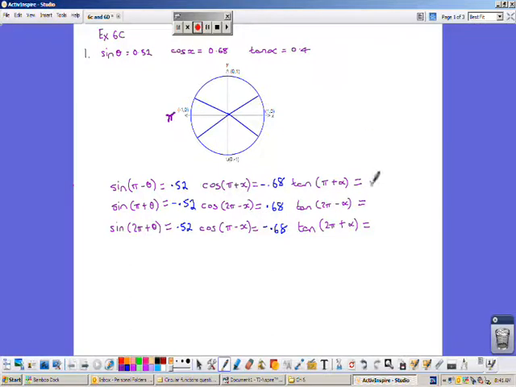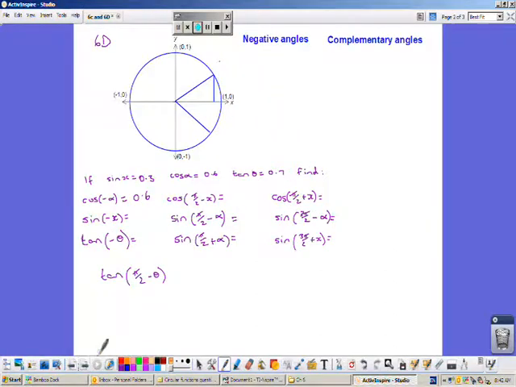Tan is positive in the first and third quadrants, so pi plus alpha is positive because it's the third quadrant, so 0.4, whereas 2 pi minus alpha is in the fourth quadrant where we know tan is negative. 2 pi plus alpha is back in the first quadrant, so we're positive.